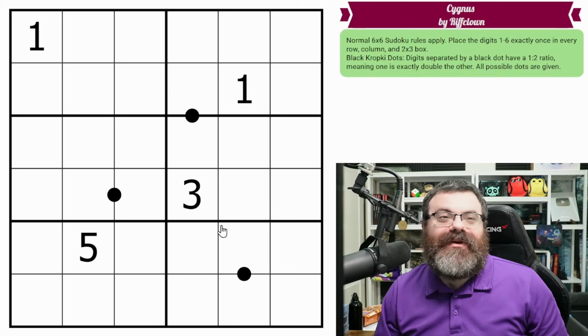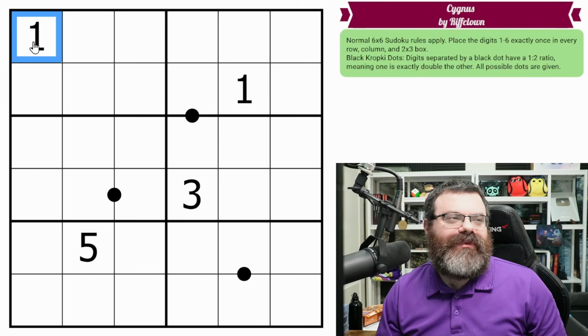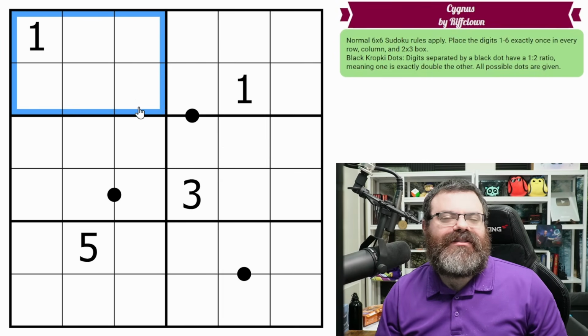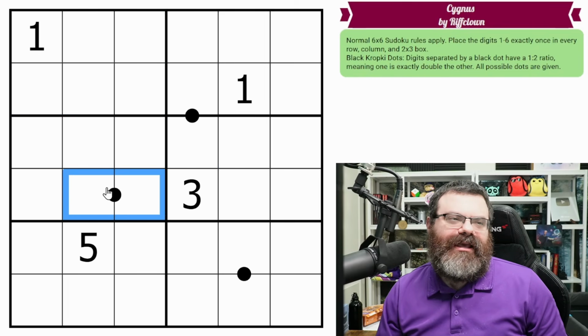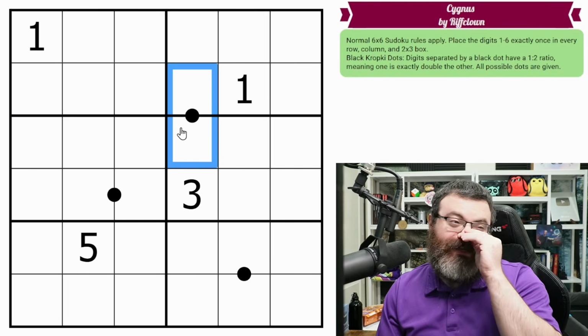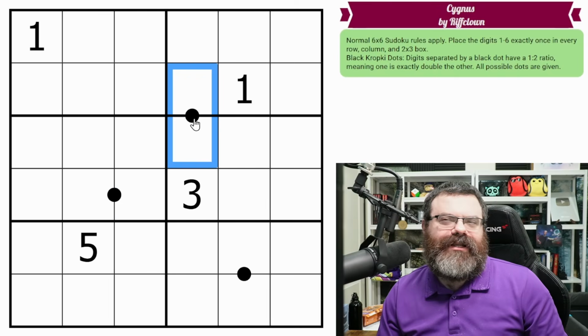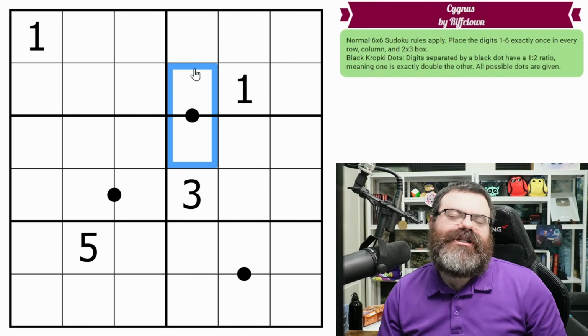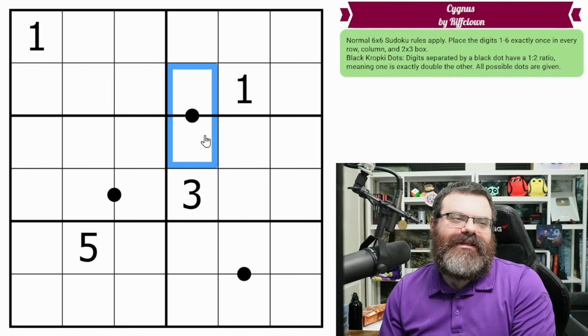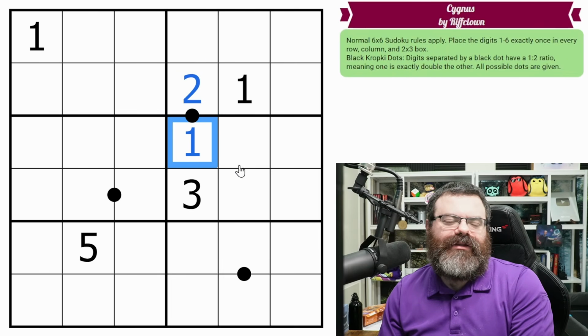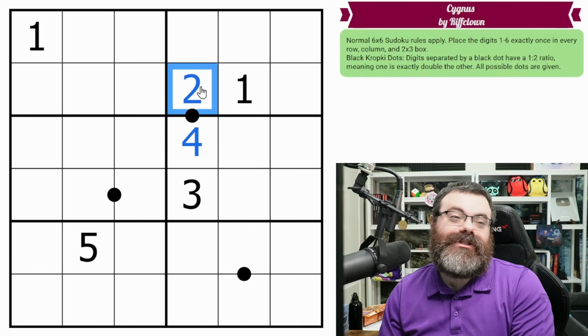So we have normal 6x6 Sudoku rules, meaning in each row, each column, and each 2x3 box, we are placing the digits 1 to 6 exactly once each. We also have black dots in the grid that touch 2 digits. The 2 digits it touches have to have a 1 to 2 ratio, meaning that one is exactly double the other. So if this was a 2, then this could be a 1 because 2 is double 1, or it could be a 4 because 4 is double 2.